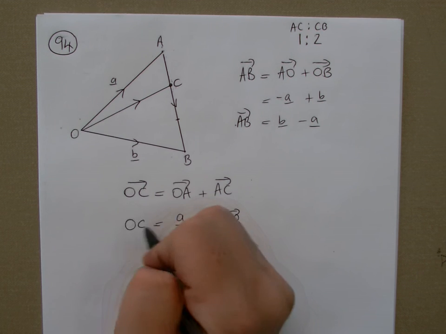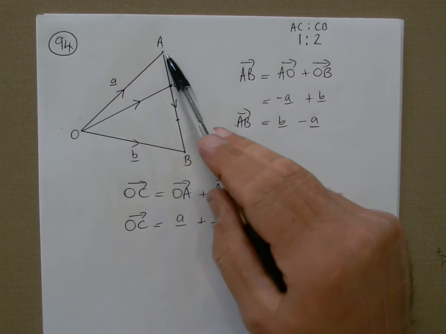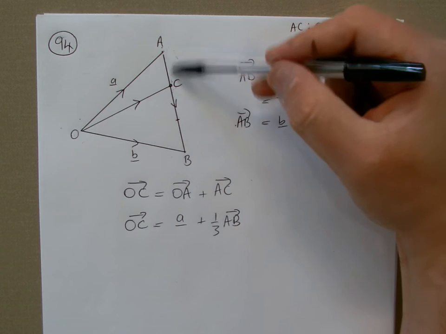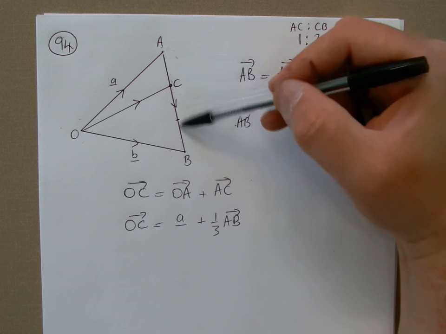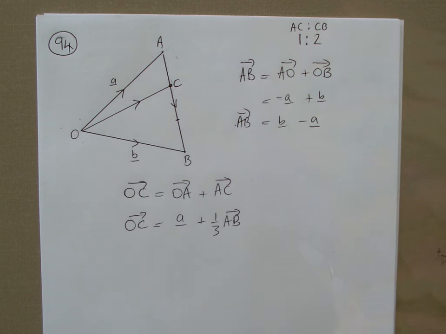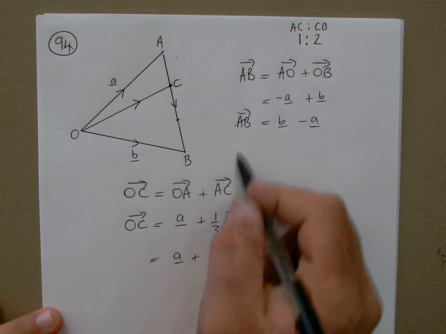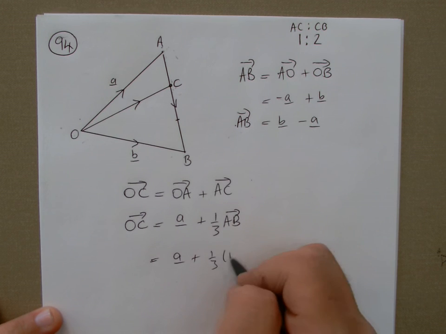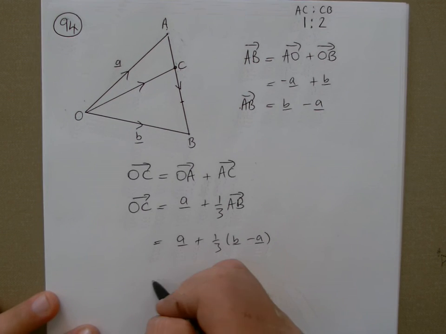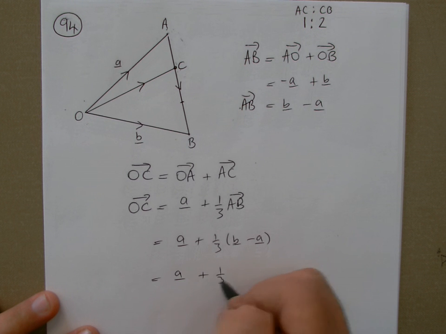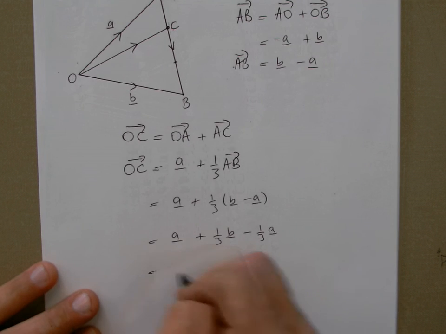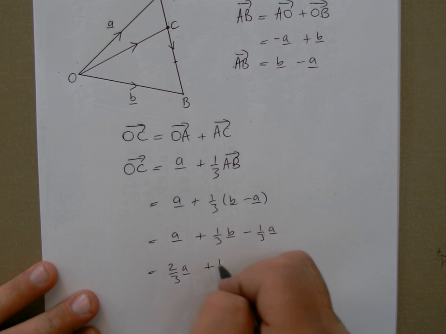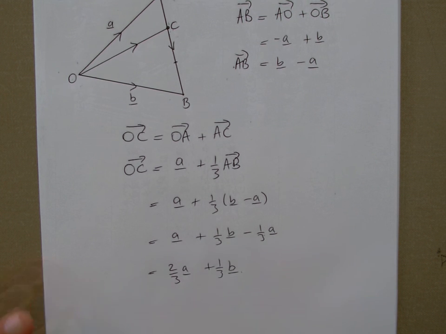O to C, to get from O to C, think of it as going O to A first of all, which is little a, and then you're going along A to B, but it's only 1/3 of it. So the whole thing there is A to B, but we only want 1 part out of 3. And the good thing is, as I said earlier, we need A to B, we worked that out to be b minus a, and then we get little a plus 1/3 b minus 1/3 little a. So we get a, take away 1/3 a is 2/3 a plus 1/3 b. And there's our answer.